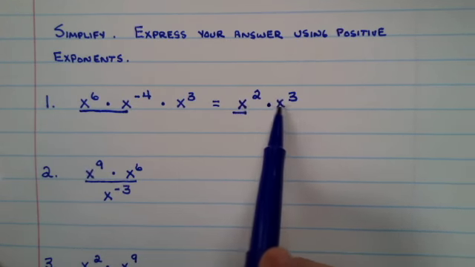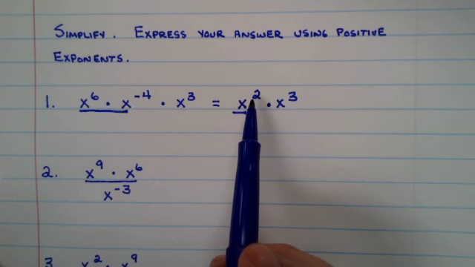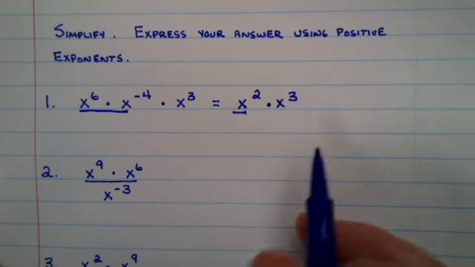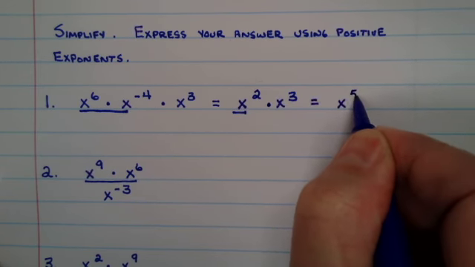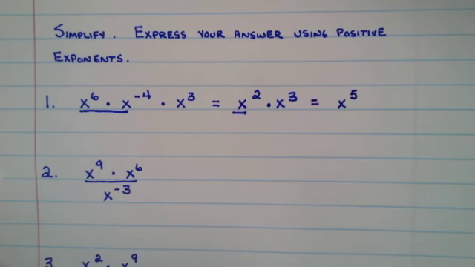Now I need to multiply these two together. What is the rule for multiplying with exponents? I'm supposed to add these exponents together. My new exponent is 5.